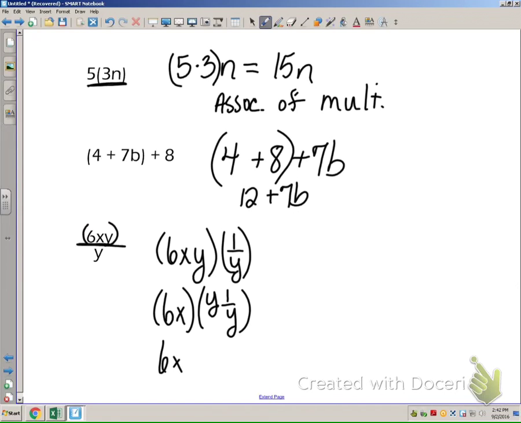Y times 1 over y is just y over y. Anything over top of itself is 1, so I have 6x times 1, and we know that 6x times 1 is just 6x.